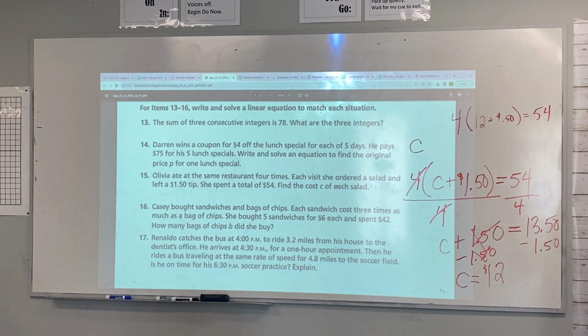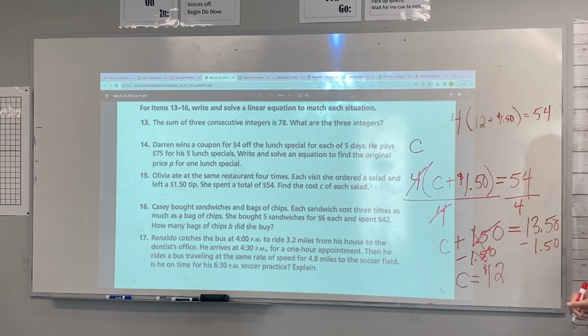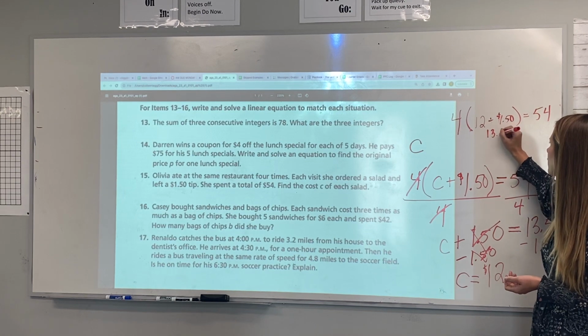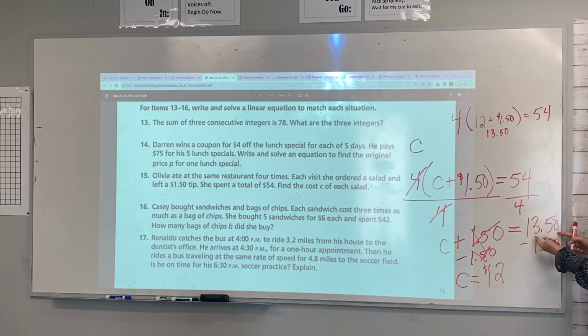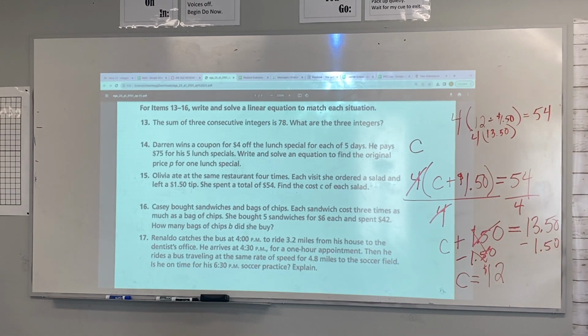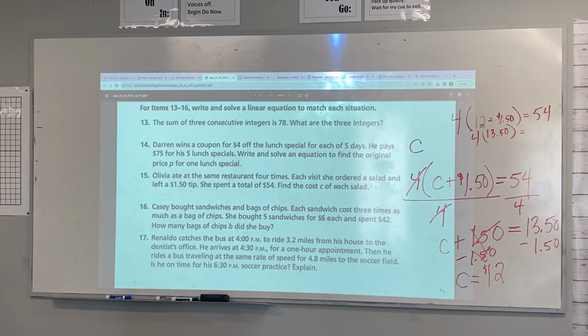And at this point, you could distribute if you wanted to, 1.50. Or you could just do 12 plus 1.50 is 13.50. So far it's working, right? We have our 13.50 right here. Multiply that times 4. What do you get? You get 54. So does it make sense?